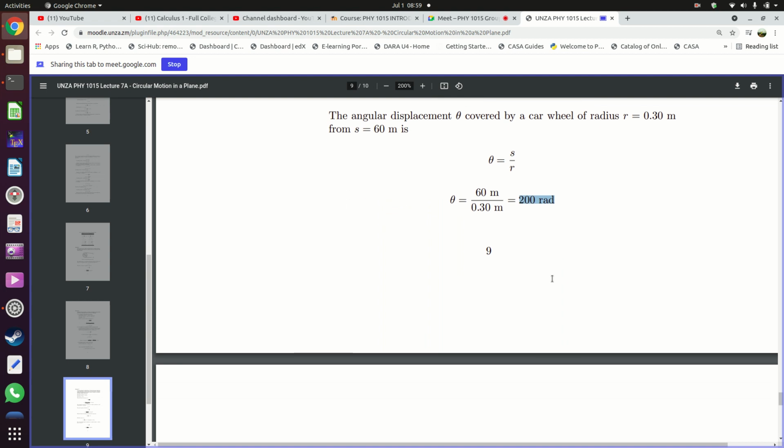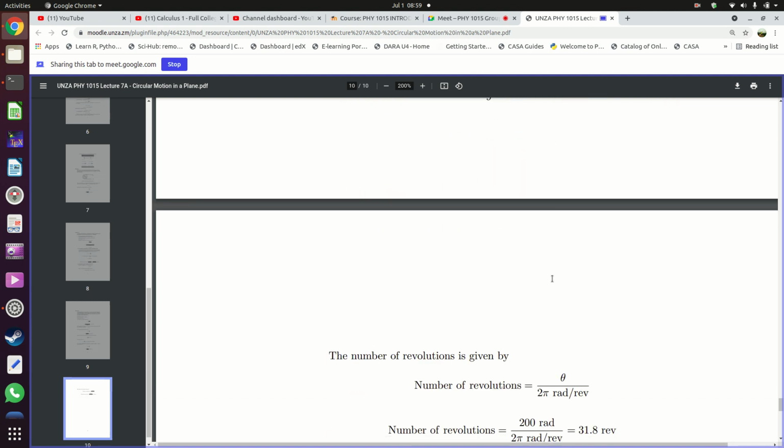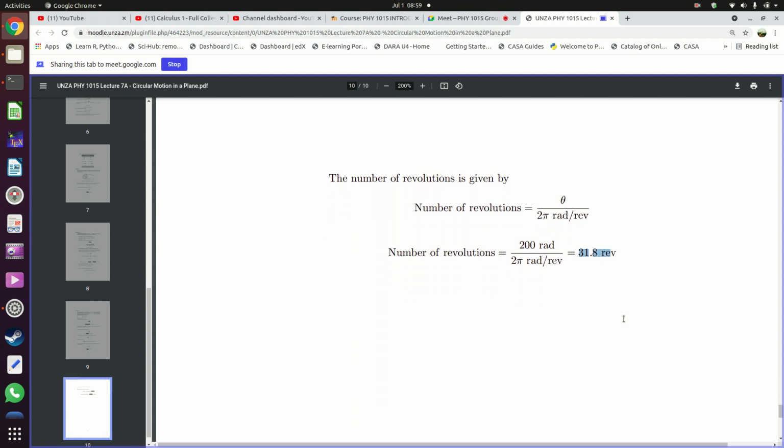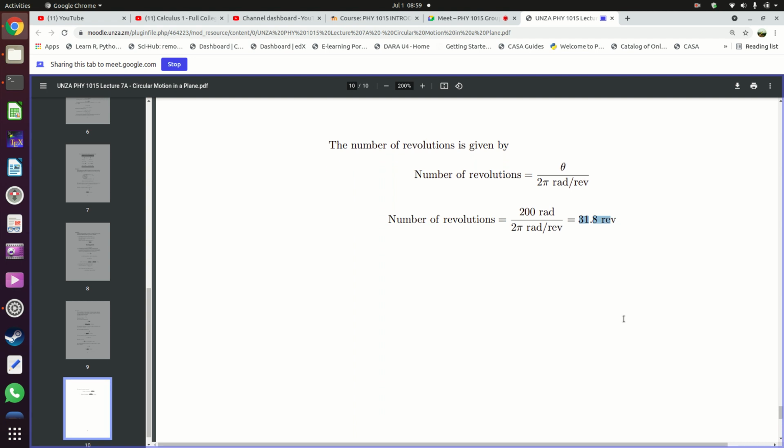Now, this is the angular displacement in radians, but the question is asking us to find out how many rotations the wheel makes. So for us to get the number of revolutions, we need to divide our radians by 2 pi. So it's going to be 200 radians divided by 2 pi, and you're going to end up with 31.8 revolutions. Basically, it's going to turn 32 times, because it's more than 31 times. So approximately, this wheel is going to turn 32 times.